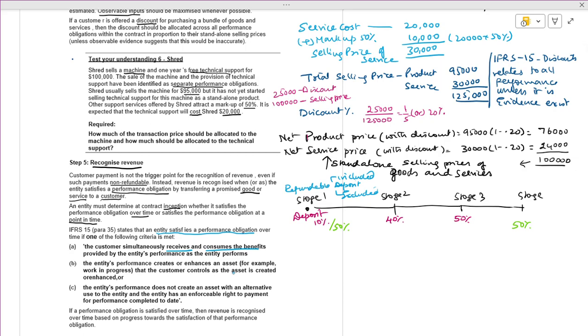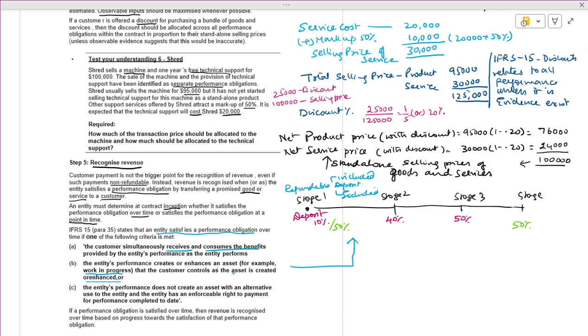The entity's performance creates or enhances an asset. For example, work in progress. I told you it will be in different stages. You will have the first stage, work in progress, finished goods, and the end at the time of delivery. Then the customer controls the asset that is created or enhanced.